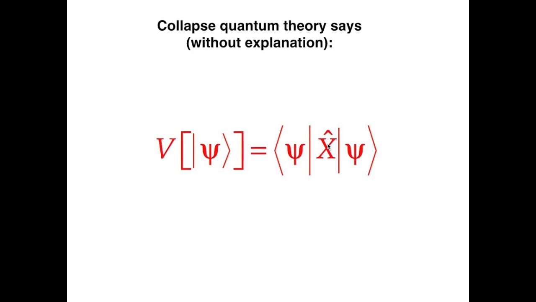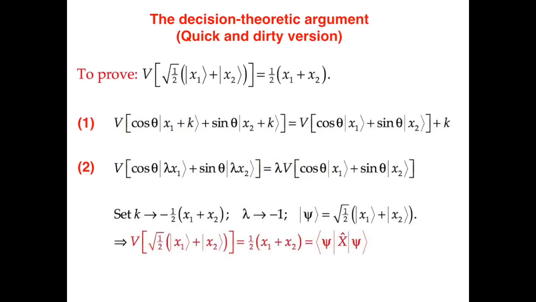Now, what about without collapse? Well, let's take a simple case of an equal amplitude superposition. That's x with eigenvalues x1 and x2, each with amplitude 1 over root 2. So we're aiming to prove, without collapse or anything, that v of that equal amplitude state will be the average of x1 and x2. So there's what we want to prove.